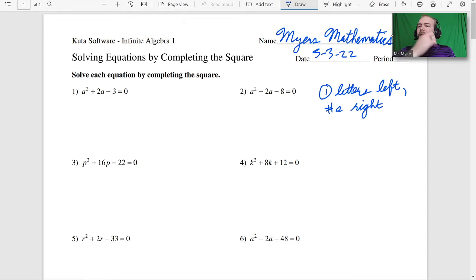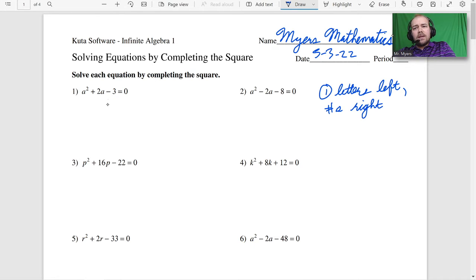Meaning, wherever the letters are, for number 1, a squared and 2a, those have letters. If they don't have letters in them, then you move it to the right. So we can't move the 2 in 2a to the right. I'm talking about just the numbers that are by themselves. Those are called constants. The 2 is actually called a coefficient because it's multiplied by the a. But hey, technicalities, right? So just remember, if it has a letter in it, put it on the left. If it doesn't have a letter in it, put it on the right.